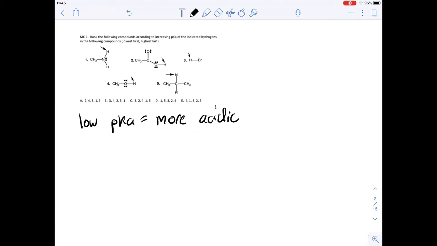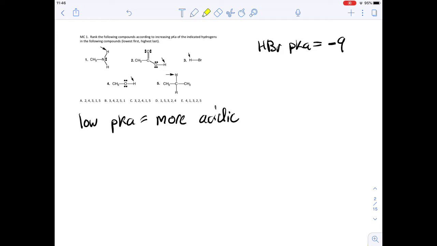So when we look at 1, 2, 3, 4, and 5, we see right off the bat that 3 is one of the 7 strong acids that we learned in Gen Chem. So like HBr, HF, HCl, HI, all of those are extremely, extremely strong acids with pKa's in the negative. HBr, although you don't have to remember this, I'm just going to give it to you guys in case, actually has a pKa of -9.